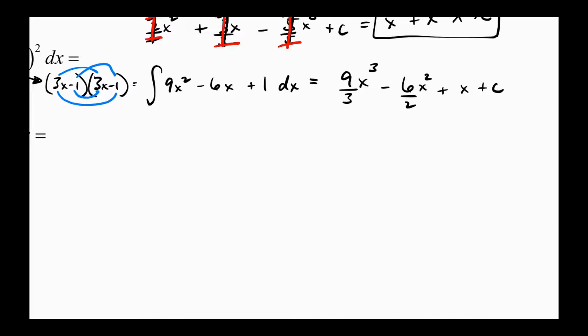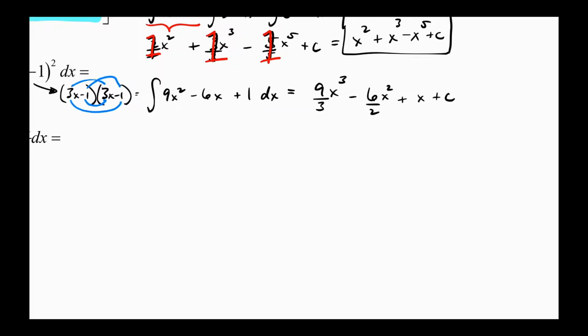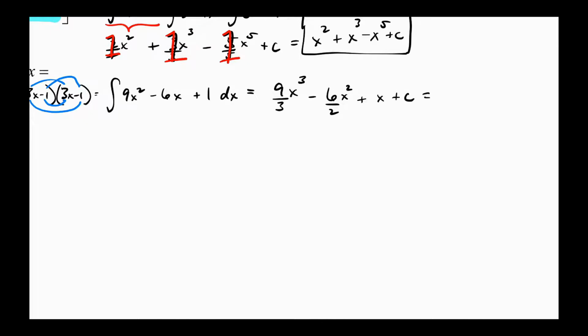Only other thing to do is kind of divide. Some of them can be divided. The first 2 terms can be divided, right? So 3 goes into 9 3 times. So 3x cubed minus 3x squared plus x plus c. Done. Okay, not too bad.